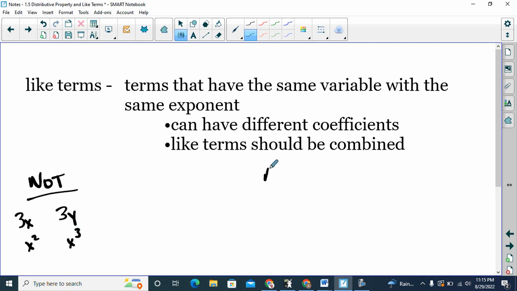These are like terms. 5a and 6a. They're both a. It's okay that the coefficients are different. X squared and 7x squared. X to the second, numbers are different, that's fine. This one is the same as 1x squared.